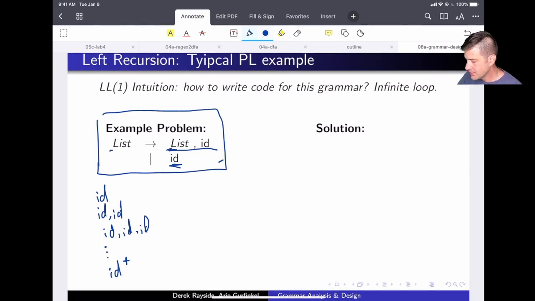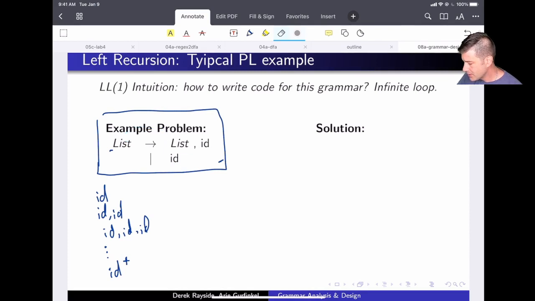As we recurse, we come back to the beginning of this rule and we have to recurse again and again and again. There's no way for us to know when to stop recursing if we only have a one token lookahead. So if we write, for example, a recursive descent parser for it, just following the methodologies that we have, then we'll introduce an infinite recursion, an infinite loop in our parser, and it will never be able to terminate.